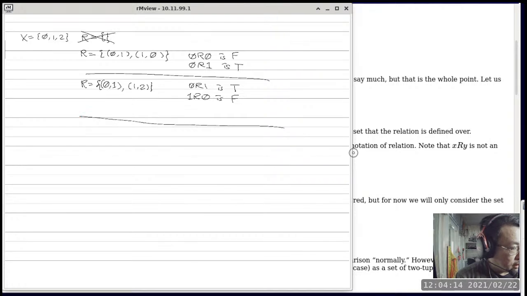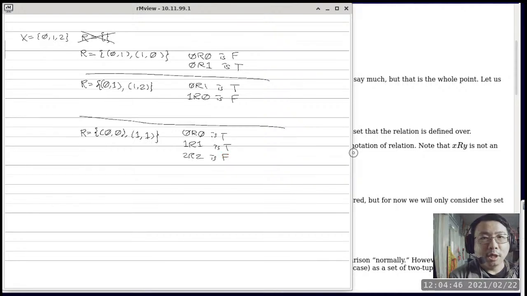Let's go with another example. So this is another R, and this time we have 0, 0, and 1, 1. That's perfectly okay, because in a 2 tuple you can have the same value appearing more than once, since ordering is important in this case. So in this case, 0 R 0 is true, 1 R 1 is true, 2 R 2 is false. 2 does not relate to 2 because I cannot find a 2 tuple with 2, 2 in it.